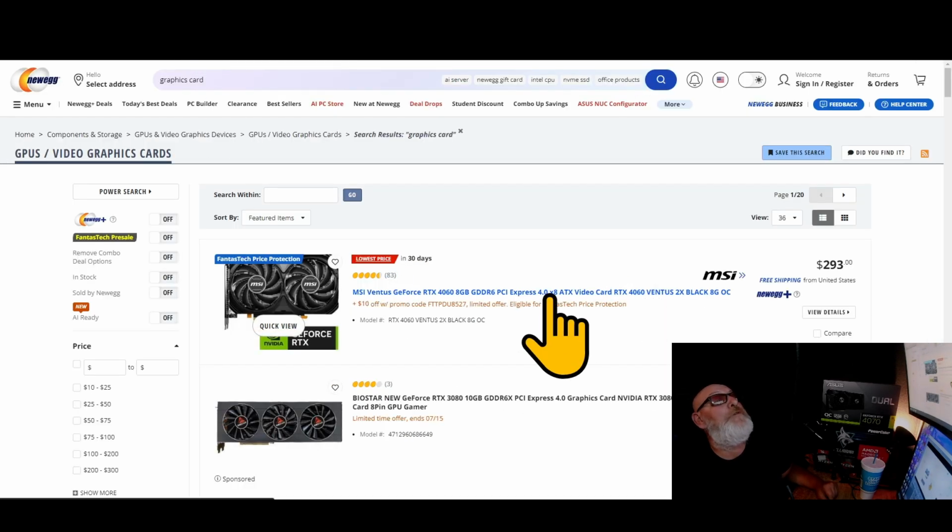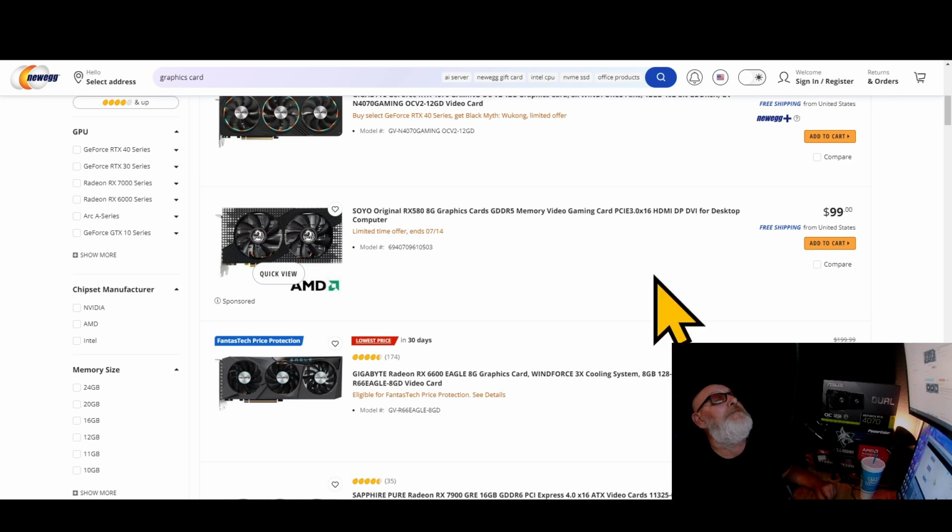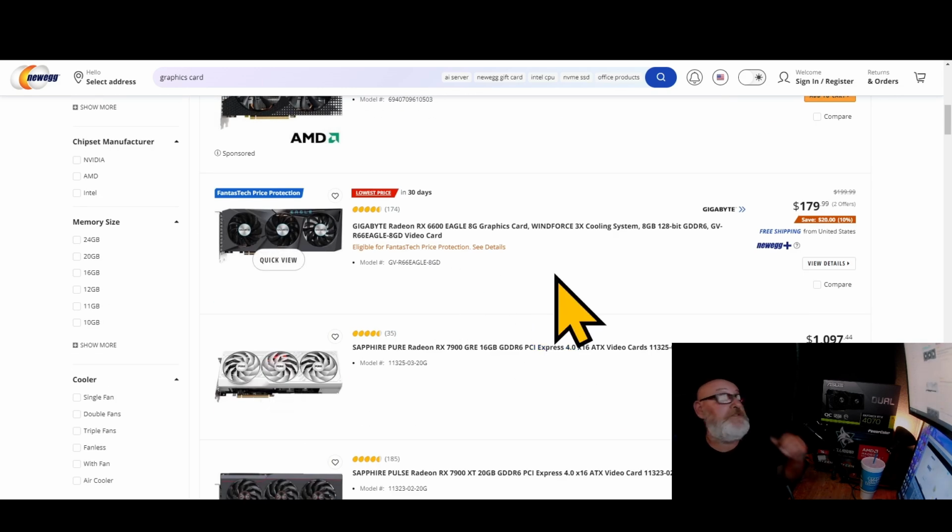Let's see. They got a 4060 for $293. 3080 10 gigabytes, $579. They have a 580 for $99. See, the prices are coming up on the RX 580s.